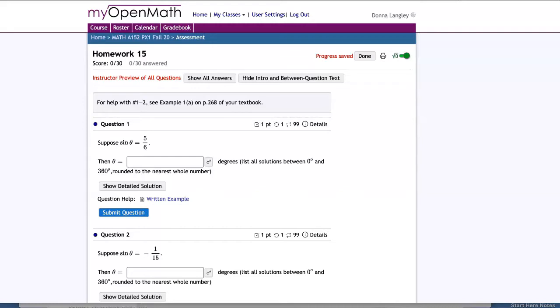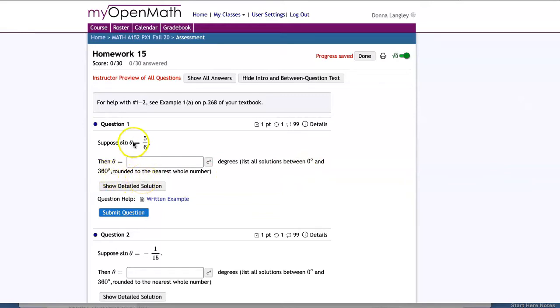Okay, so let's start with question number 1. Really basic equation. Suppose sine theta is equal to 5 over 6. Then what is theta equal to? So we have to look a little bit more at the directions here. First of all, theta is in degrees. That's a pretty helpful thing to note. And we want to list all solutions between 0 degrees and 360 degrees.